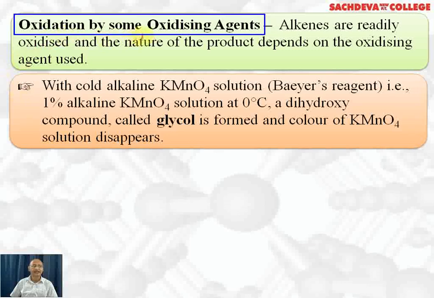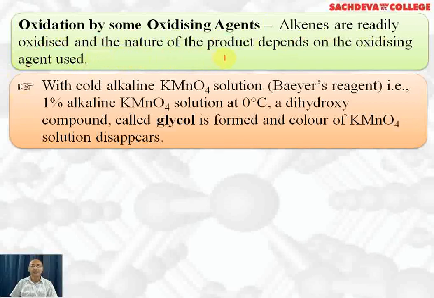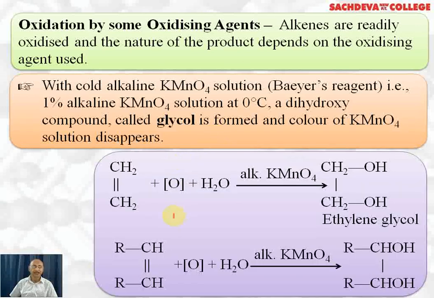Let's take up oxidation by some oxidizing agents. Alkenes are readily oxidized and the nature of product depends upon the oxidizing agent used. With cold alkaline KMnO4, which is also called Bayer's reagent, that is 1% alkaline solution of KMnO4 at 0 degree centigrade, a dihydroxy compound called glycol is formed and color of KMnO4 gets discharged. So this is the test for unsaturation of alkenes, that alkenes and alkynes both decolorize alkaline KMnO4, that is Bayer's reagent. Let's take up the reaction.